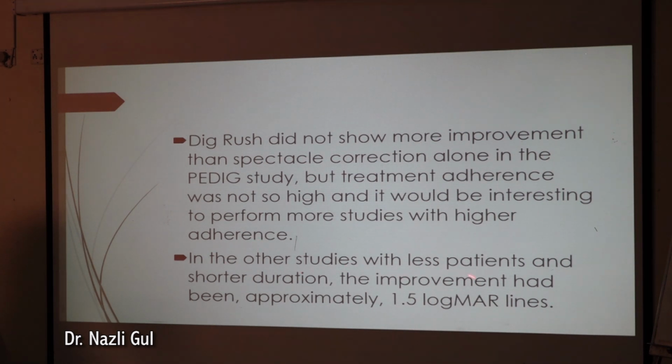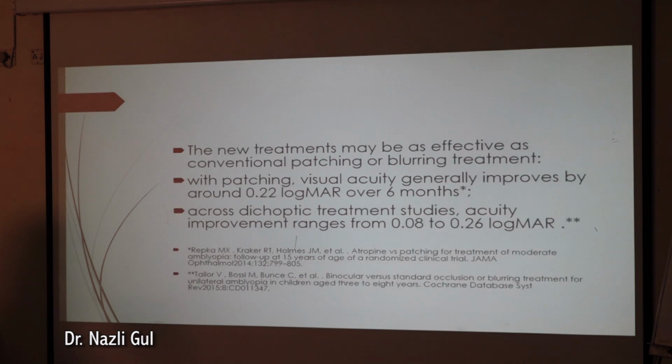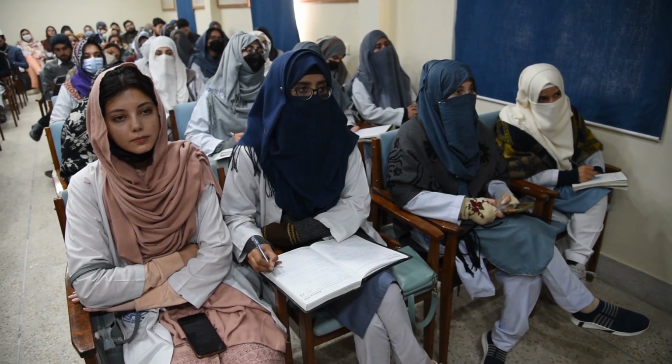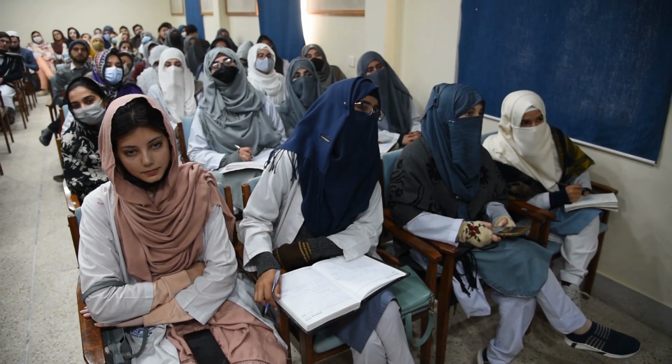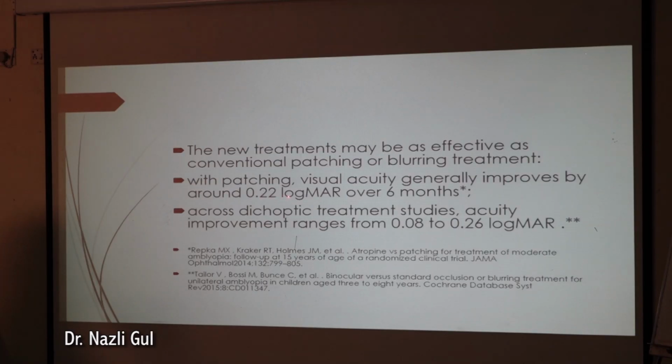In other studies with fewer patients and shorter duration, the improvement had been approximately 1.5 logMAR lines. So the new treatments may be as effective as conventional patching or blurring treatment. With patching, visual acuity generally improves by 0.2 logMAR unit over 6 months, and across dichoptic treatment studies, acuity improvement ranges from 0.08 to 0.26 logMAR unit.